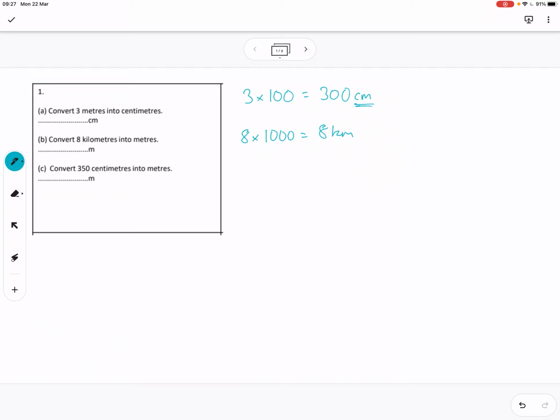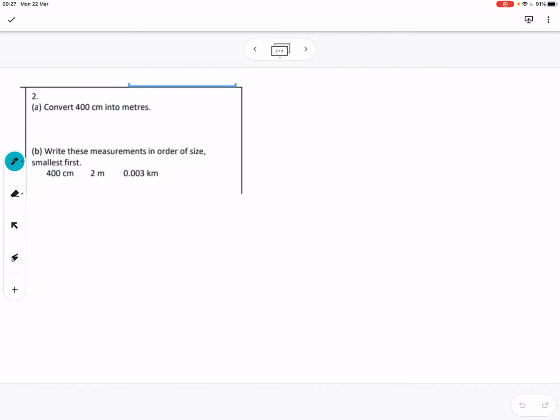Convert 350 centimetres into metres. So if there are 100 centimetres in a metre, we need to divide it by 100, so that's going to be 3.5 metres. Question 2. Convert 400 centimetres into metres. So, same kind of thing. We've got 400, there are 100 centimetres in a metre, and that's going to give me 4 metres.